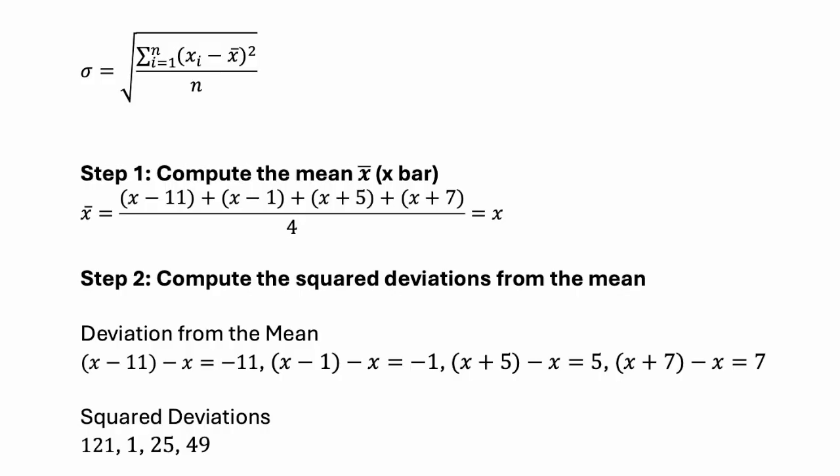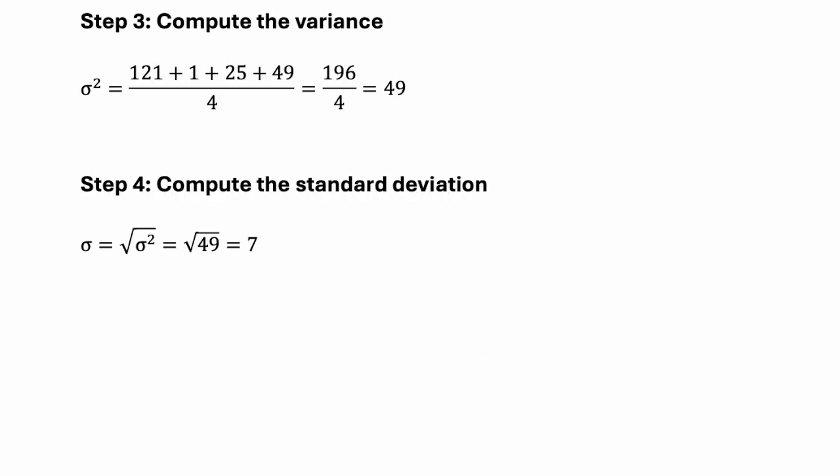The deviations from the mean are negative 11, negative 1, 5, and 7, and we square them. We get the square deviations: 121, 1, 25, and 49. Then we can compute the variance. Variance equals (121 plus 1 plus 25 plus 49) over 4, which equals 49. Since variance equals the square of the standard deviation, therefore the standard deviation equals 7.